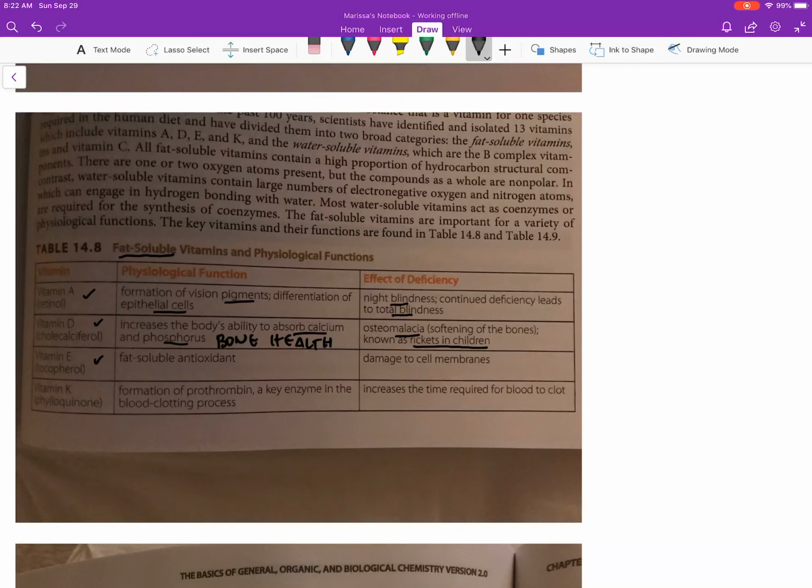Vitamin E is a fat-soluble antioxidant, and if you're deficient, you can have damage to your cellular membranes. Vitamin K is involved in the formation of prothrombin, a key enzyme in the blood clotting process. So if you're deficient, obviously your blood clotting process is not going to work well, because enzymes catalyze it. And so you'll have an increased time for blood to clot.